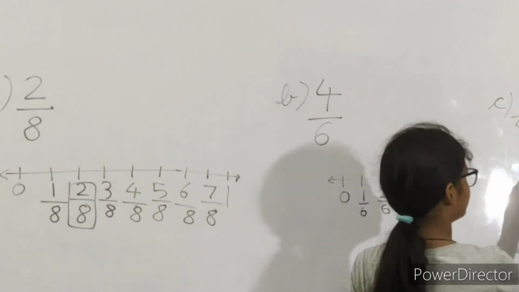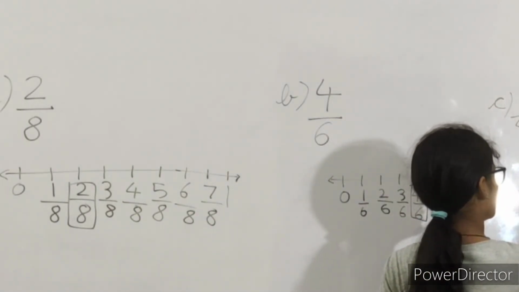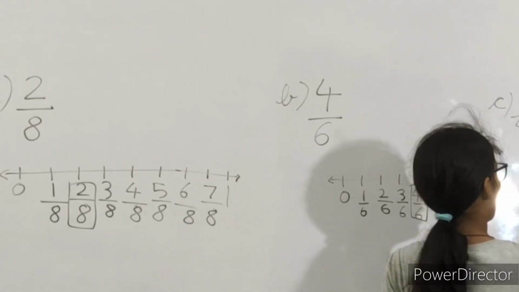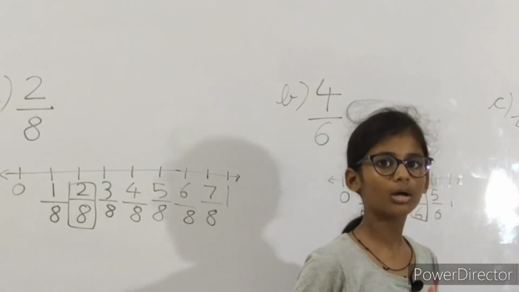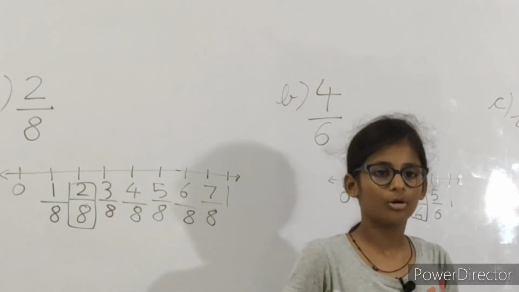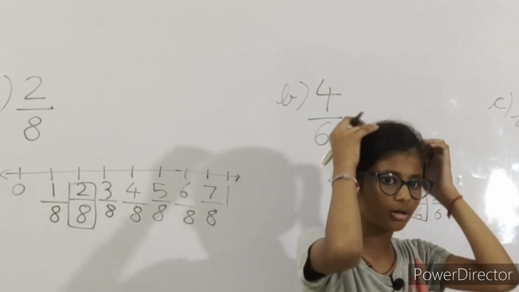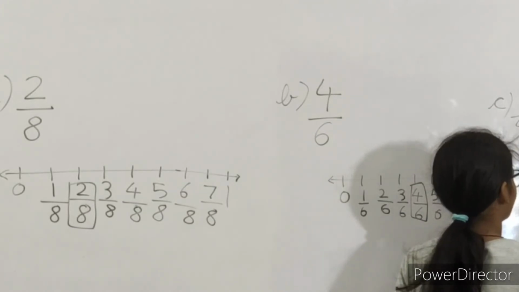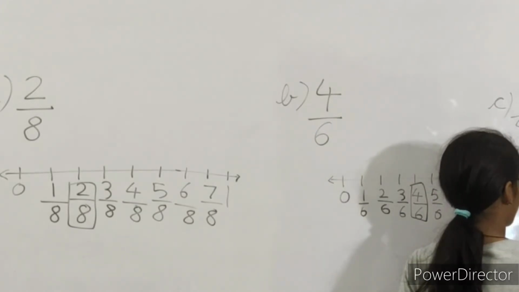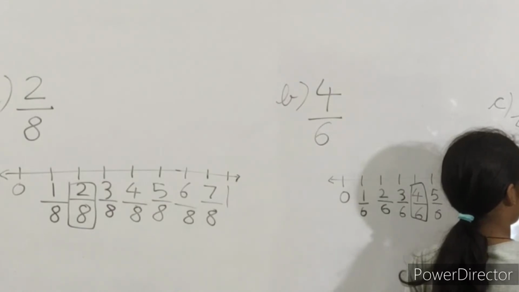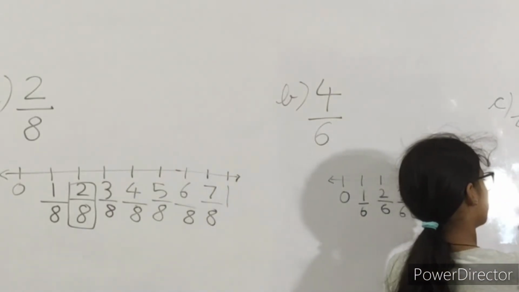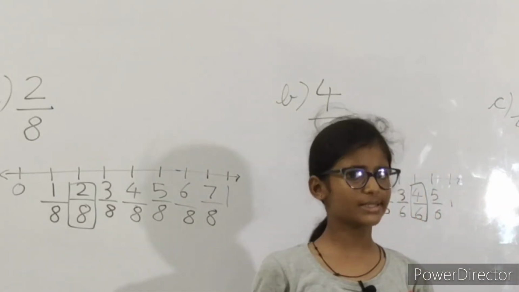Now 1/4. 0, 1, 2, 3, 4, in a perfect line. So 0, 1/4, 2/4, 3/4, and 1. What has it asked? 1/4. So I will put this in a box.